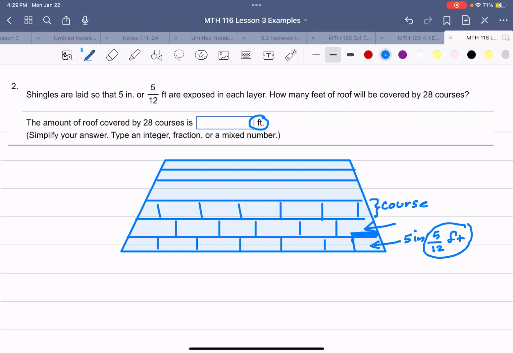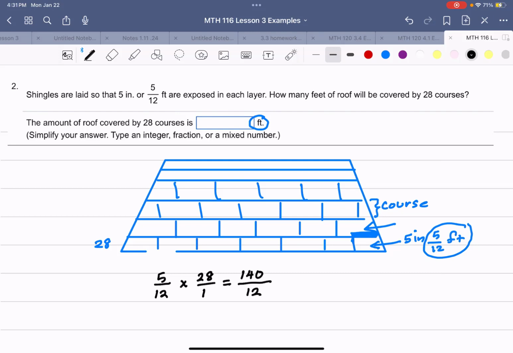Now, I've only shown just a few courses for this roof, but they've got 28 of these where 5/12 of a foot is showing. So we'll have to multiply 5/12 times 28 over 1. And I could reduce, but I'll just go ahead and multiply 5 times 28. That's 140.